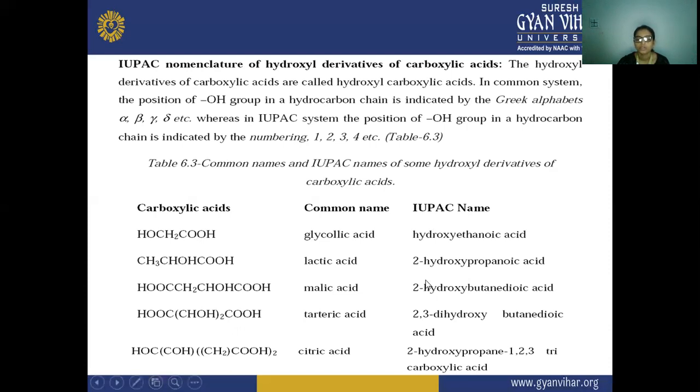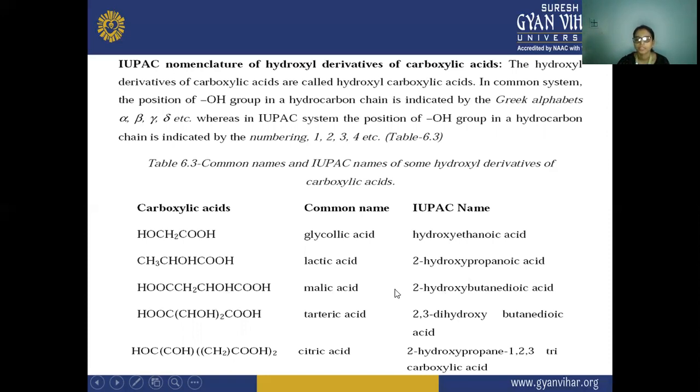Next, here we have to show the position of the hydroxyl group. So here we have written 2-hydroxypropanoic acid, and it is your lactic acid. Next is your malic acid. In this malic acid, you can see the hydroxy is present on the second position. Numbering will start from this carbon: 1, 2, 3, and 4. On the second position this hydroxy group is present, so its name is 2-hydroxybutane dioic acid.